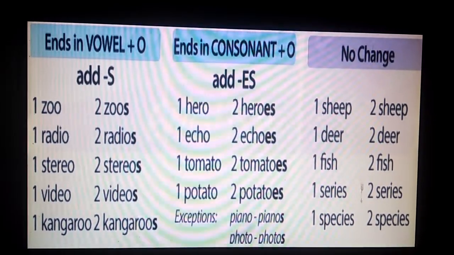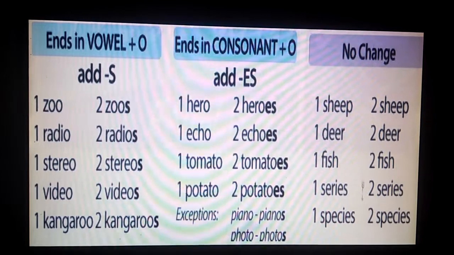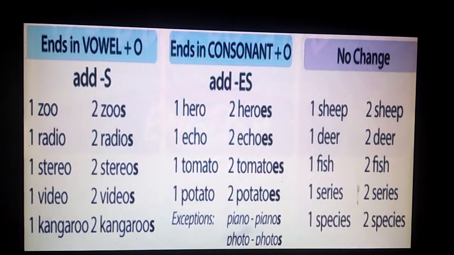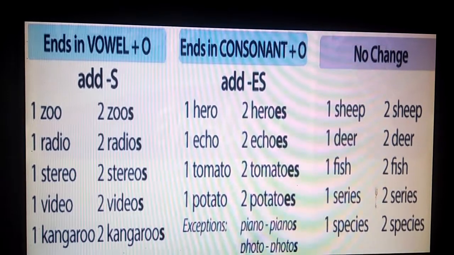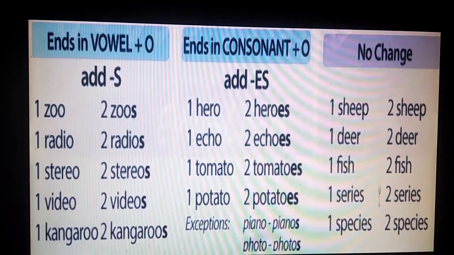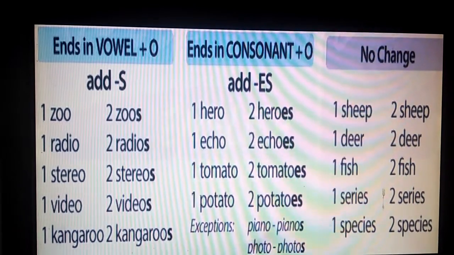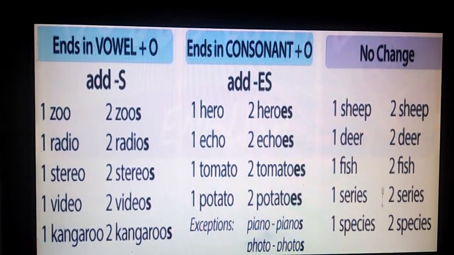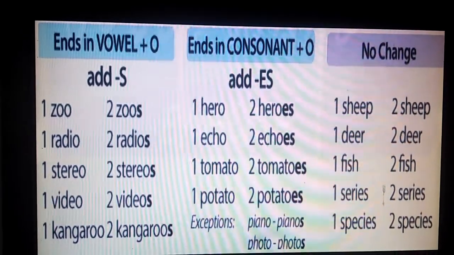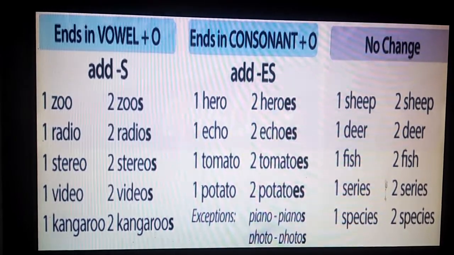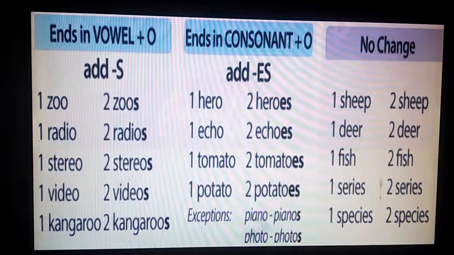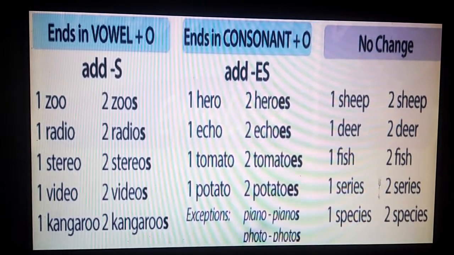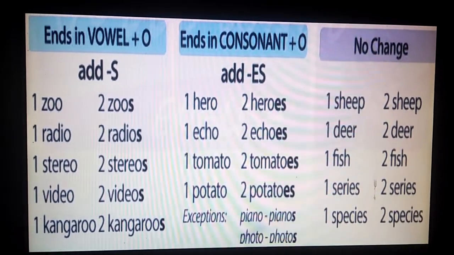Next, ends in consonant plus o, means the noun ends with o but has a consonant before that. Then we add es. Hero, r is there, which is a consonant. So heroes. Echo, echoes. Tomato, tomatoes. Potato, potatoes. Again here two exceptions are there. Piano, pianos, and photo, photos. Means instead of es we have added here s.